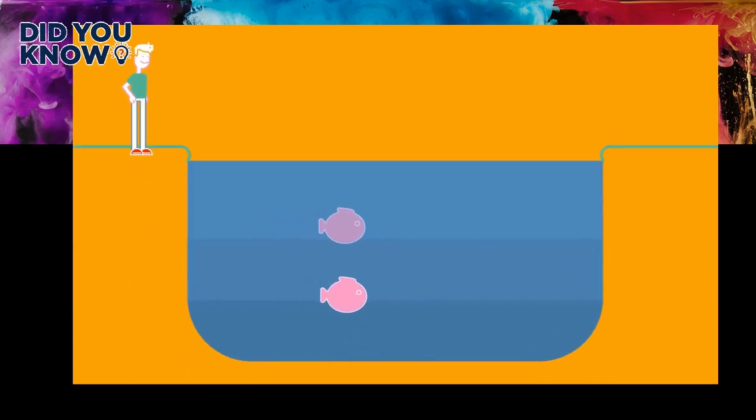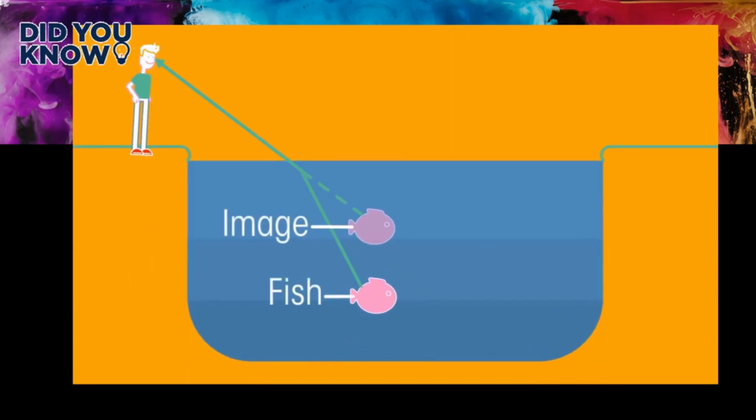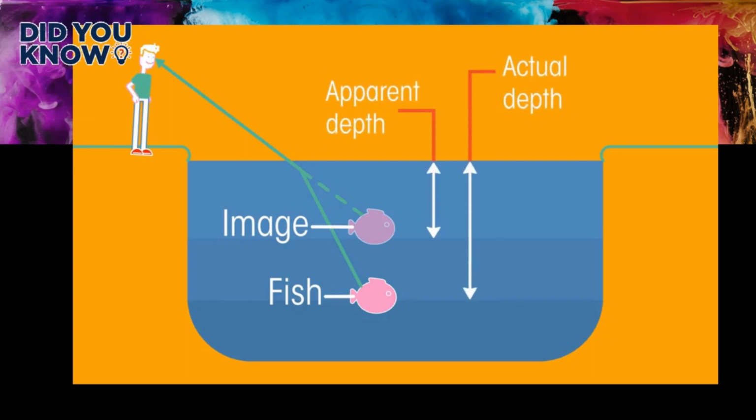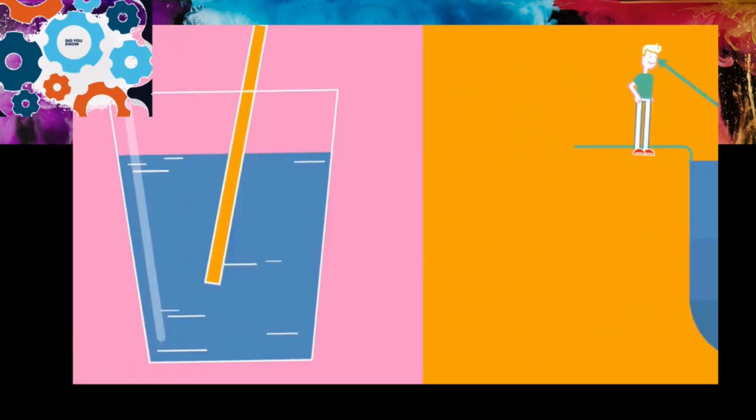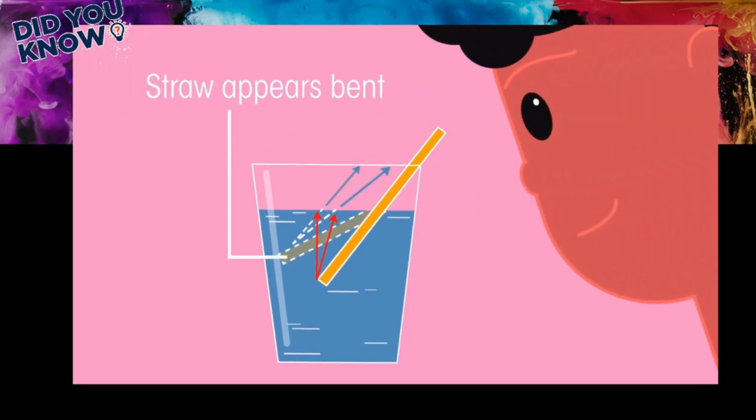Did you know that because of refraction, things in water look closer than they really are? Water appears shallower than it really is. And a straw or glass in water looks like it bends at the surface because the refracted light makes you think the straw is in a different place to where it actually is.